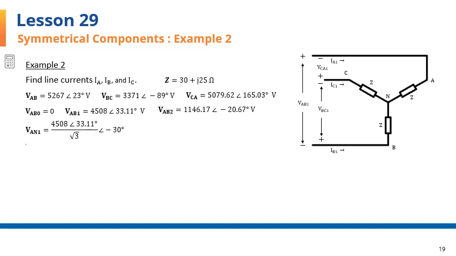Remembering the relationship between the line to line and line to neutral voltage of a balanced Y-connected load with balanced positive sequence voltages, VAN is calculated as VAB over square root of 3, and it lags the phase angle of VAB by 30 degrees.